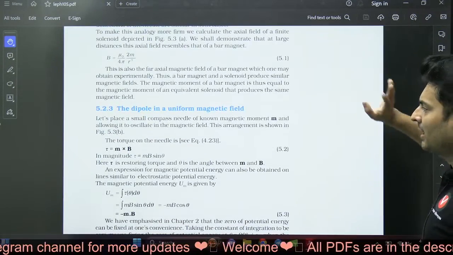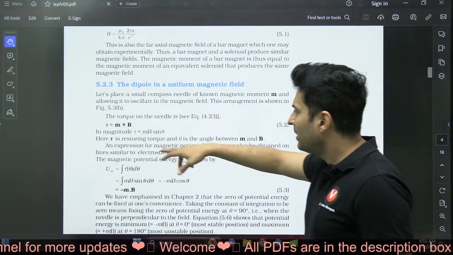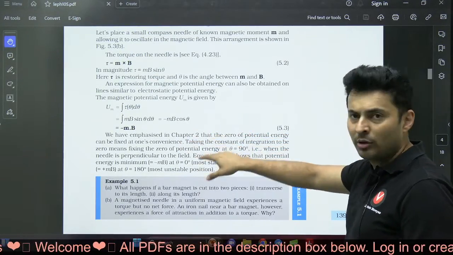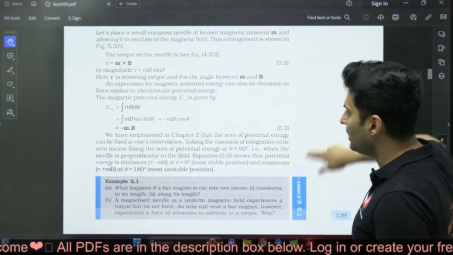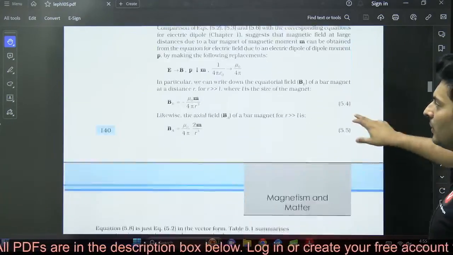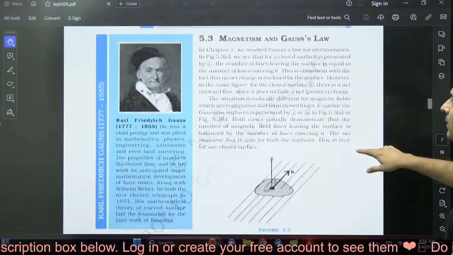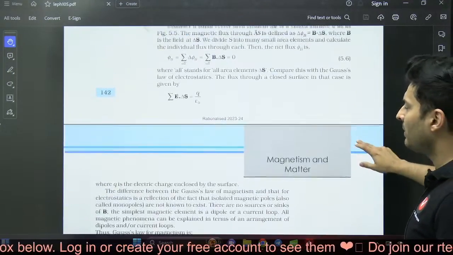So, the bar magnet as an equivalent solenoid. Remember, these formulas are again getting repeated. Torque is M cross B, energy is minus M dot B. These formulas you have also seen in electrostatics. These formulas are just identical. There is nothing great over here. Directly go to Gauss law in magnetism.